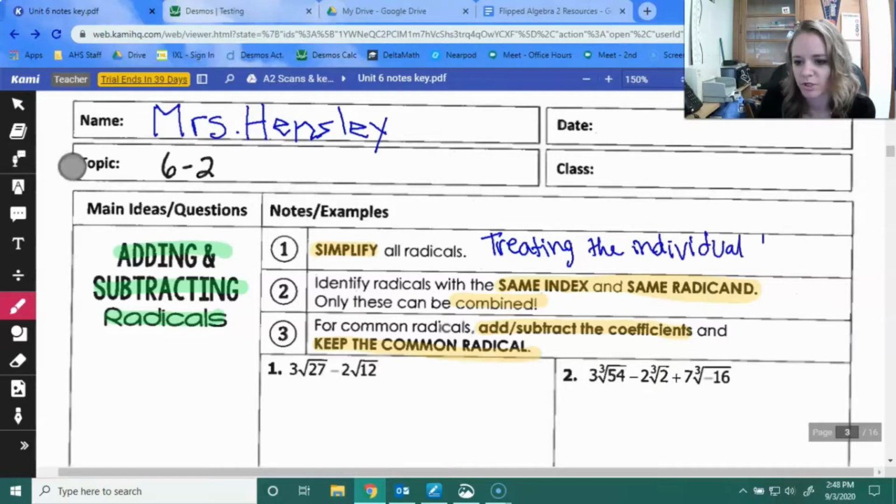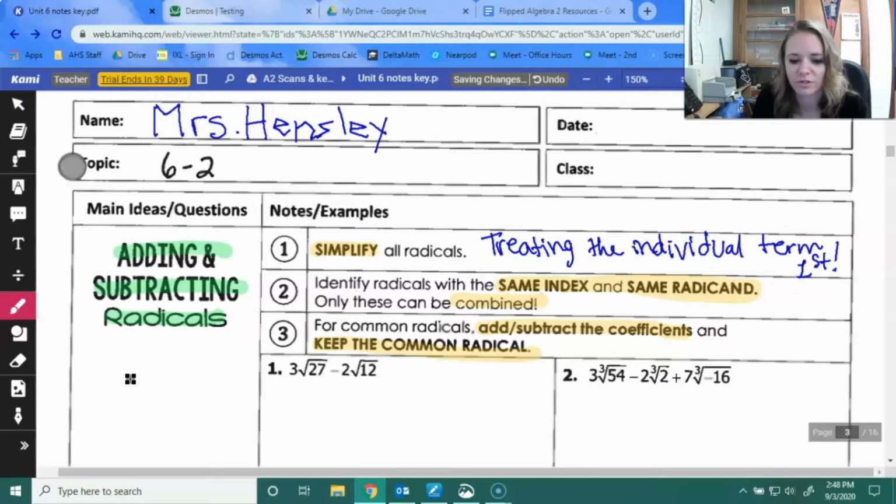The individual term first. So we have to look out for number one, like you. Look out for yourself first. Don't worry about the whole group. Okay. So looking at number one, I'm not worried about whether I can combine these or not.